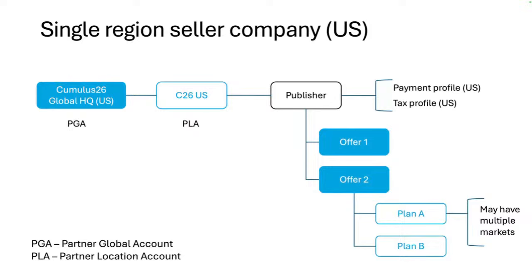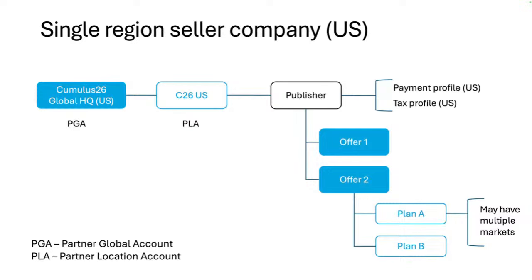If you prefer, you can select just the region that matches the country or the location that you're selling from. So C26 US is our location account. We've got 1 publisher there. We may only be selling within the US market, and that's what we would set up on our given plans. But hopefully we're selling into other markets, Canada, Europe, Asia, etc.